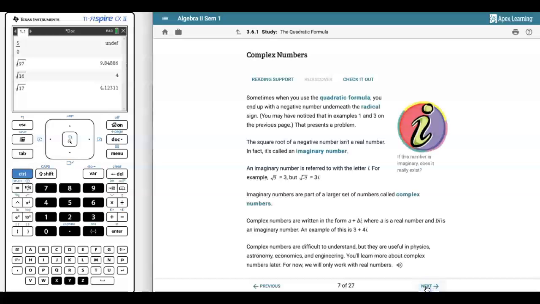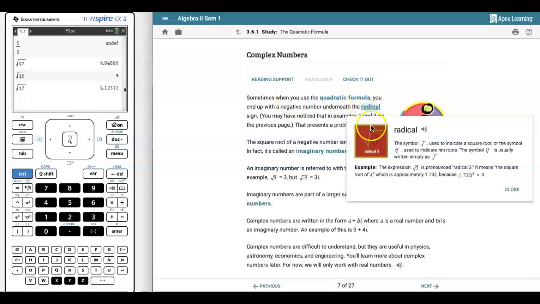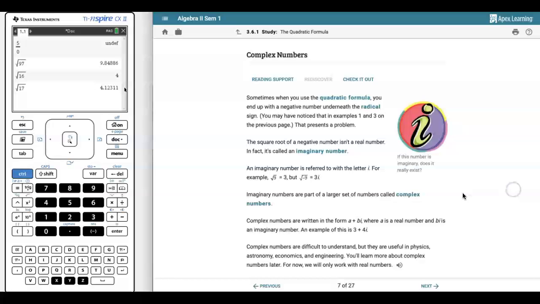All right, so sometimes when you use the quadratic formula, you can end up with a negative number underneath the radical sign. And again, the radical sign is this square root. If I click on radical, it is that square root symbol. It indicates the square root. So if you have a negative under there, it is what we call an imaginary number. An imaginary number is referred to with the letter i.